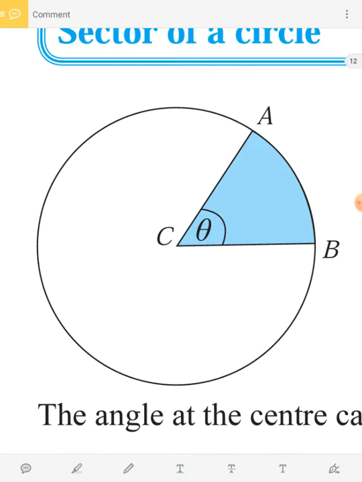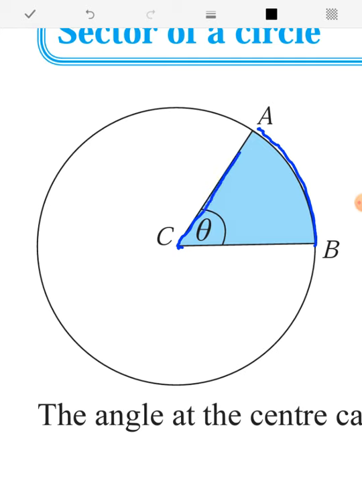Look at this circle. This shaded region, or the area, is a sector of a circle. This shaded area is proportional to the circle. Here, C is the center and AB is an arc. CA and CB are radii. This sector is bounded by three sides.